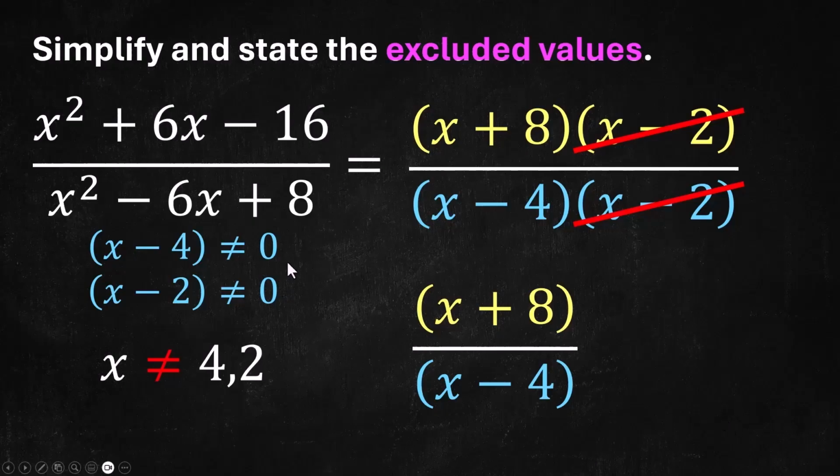You've got to do your excluded values based on what you started with. And the best way to do that is when it's in factored form.